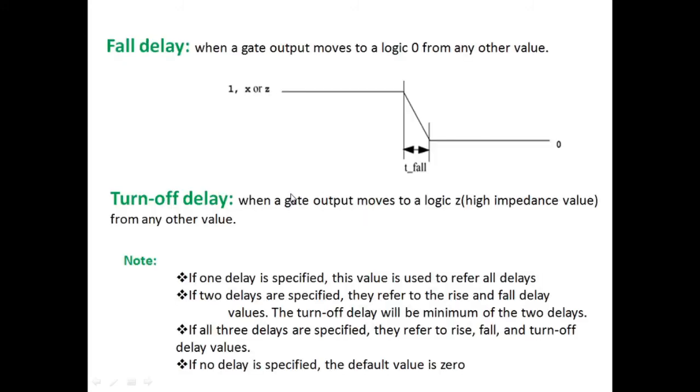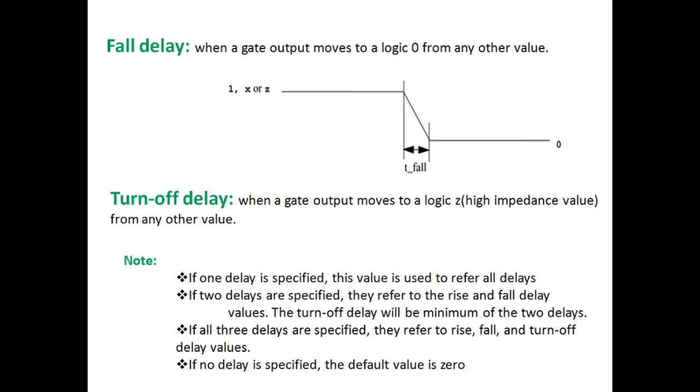So if only one delay is specified, I can consider this delay value as the rise delay, fall delay, and turn off delay. If two delays are present, I can refer to the first delay as the rise delay and the second delay as the fall delay, and the turn off delay is the minimum of the rise delay and fall delay.